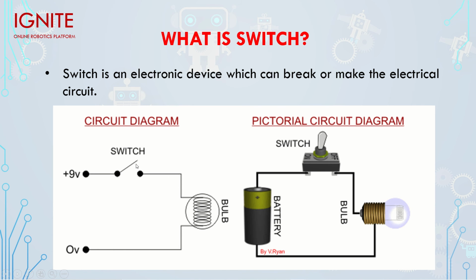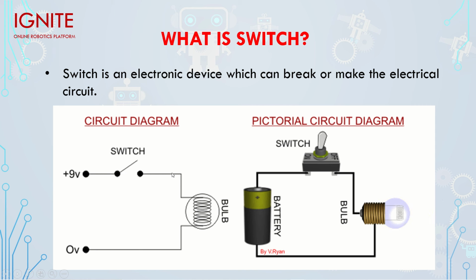This is the symbol of the switch, this is the symbol of the bulb, and this is the symbol of the battery. The battery symbol is not shown properly, but that is okay. When the switch is on, meaning it is closed, the power goes to the bulb, and the bulb glows. Practically you can see it here, and theoretically in circuit form you can see it here. This is the pictorial circuit diagram, which has pictures. This is the circuit diagram which has symbols.